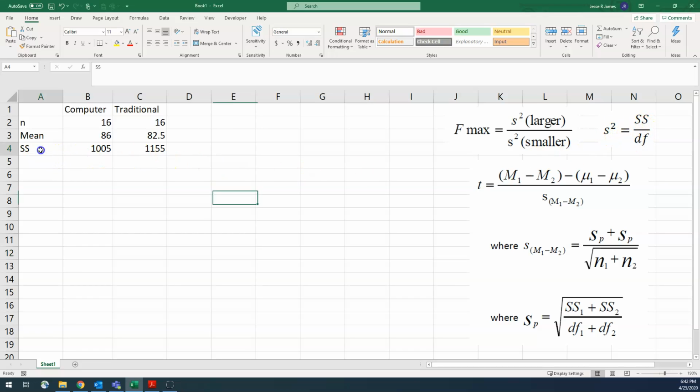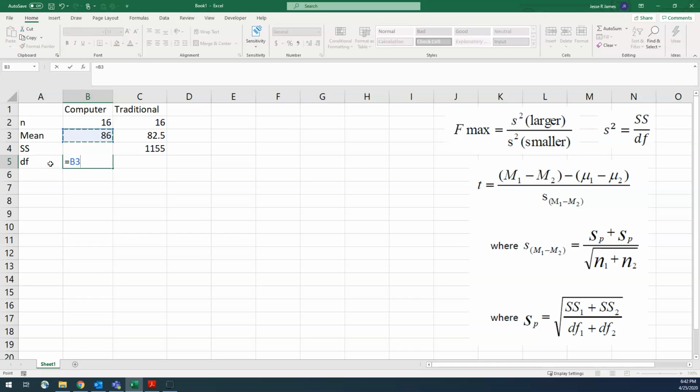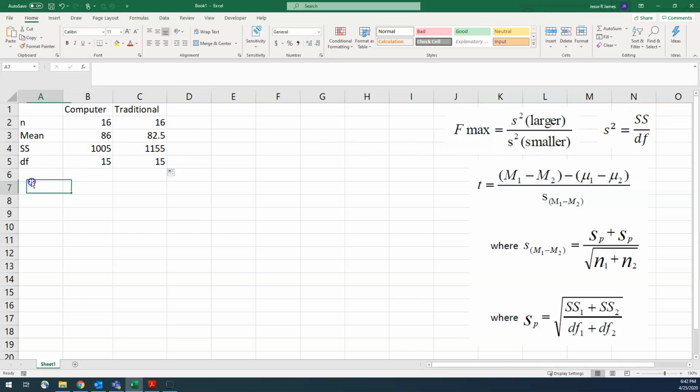Now we already have the sum of squares listed here, but we don't have the degrees of freedom. Remember, the degrees of freedom is n minus 1. So here I'm going to make this equal to 16 minus 1, and your degrees of freedom for both of these is going to be 15. Now that you have your degrees of freedom and your sum of squares, you can figure out the variance, which is the sum of squares divided by the degrees of freedom.